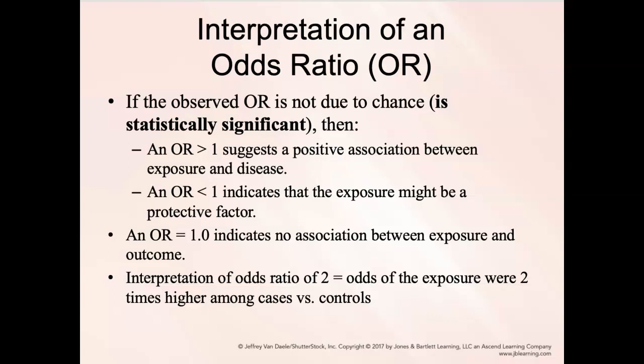And when we have an odds ratio of 1, that essentially means that there is no association between our exposure and our outcome variable. So let's look at an example. If you have an odds ratio of 2, the way you would translate that is that the odds of exposure were 2 times higher among the cases versus the controls. Now, as the measure of that odds ratio gets larger, that means a stronger association. So an odds ratio of 10 would indicate a much stronger association versus, let's say, an odds ratio of 2.